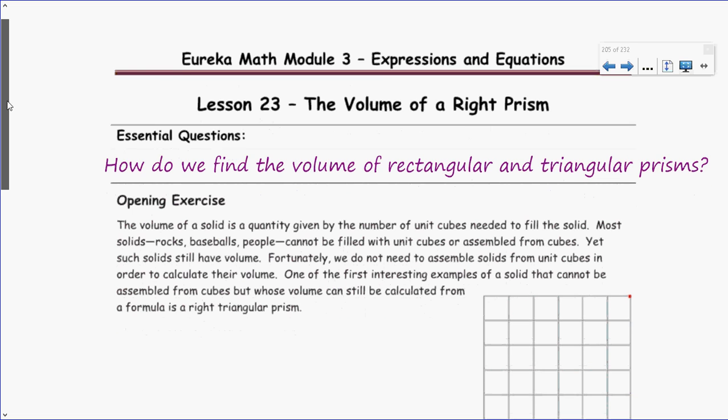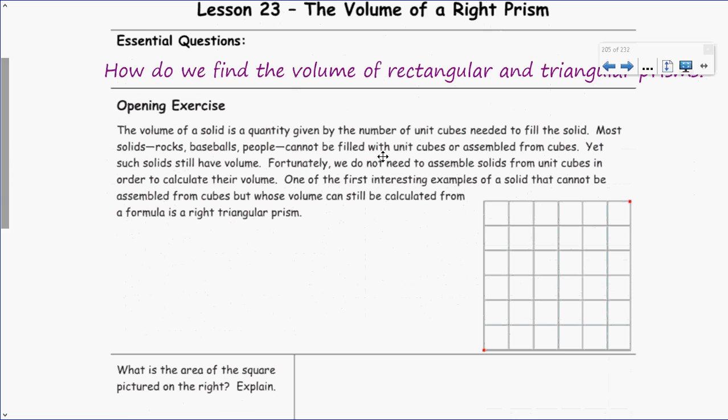Okay, the volume of a solid quantity is given by the number of units needed to fill the solid. So we've talked about perimeter, circumference, then we've talked about area, and now we're talking about volume. So underline that right there, the number of unit cubes needed to fill the solid.